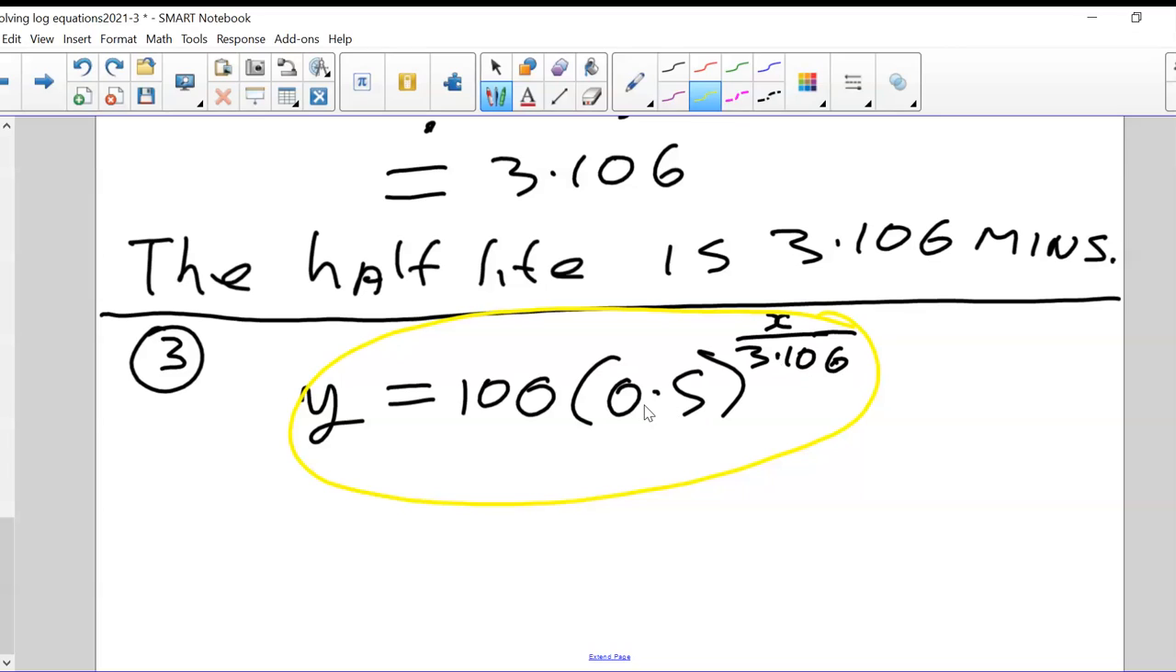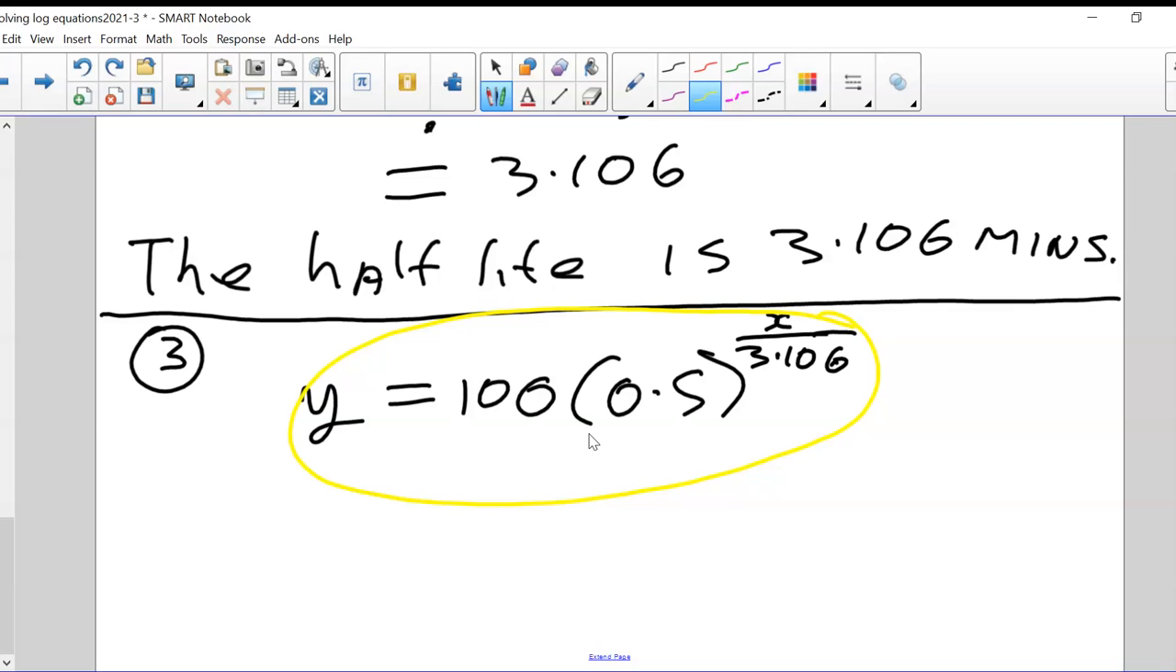So I'm going to get 0.5 to the power of 2, which means I've dropped it by a half twice. And now I'm down to 25 at that point, right? Because it would be 0.5 squared, which is 0.25. Is x equals minutes? Yes, x is in minutes. That's correct.